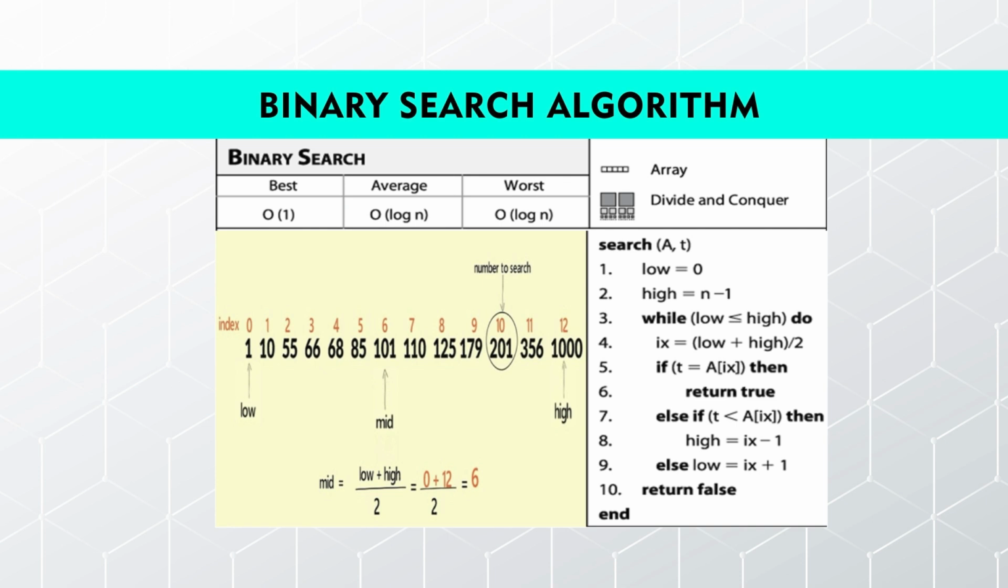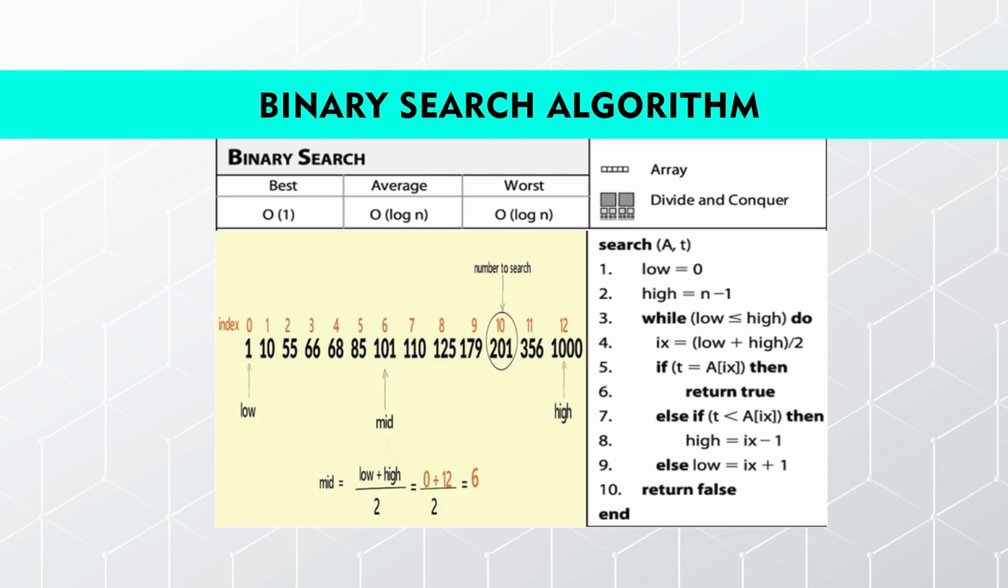While low is less than high, 0 is less than 12, do what you are supposed to do. Low plus high by 2, 0 plus 12 by 2, that is 6. This value is stored in Ix. If t is equal to A[Ix], what is t? T is the number to be searched, and this is 201. Now A[Ix] is 101, because the 6th position is 101, but 201 is not equal to 101. So what are you supposed to do?